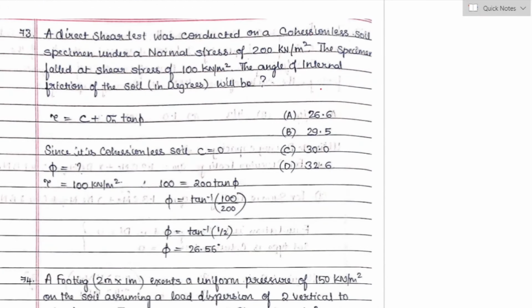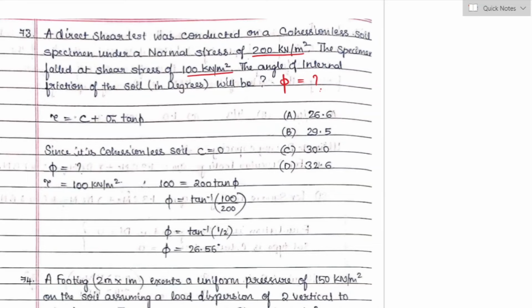Question number 73. A direct shear test was conducted on a cohesionless soil specimen under a normal stress of 200 kN per meter square. The specimen failed at shear stress of 100 kN per meter square. The angle of internal friction of the soil in degrees will be. So we have to calculate angle of internal friction.